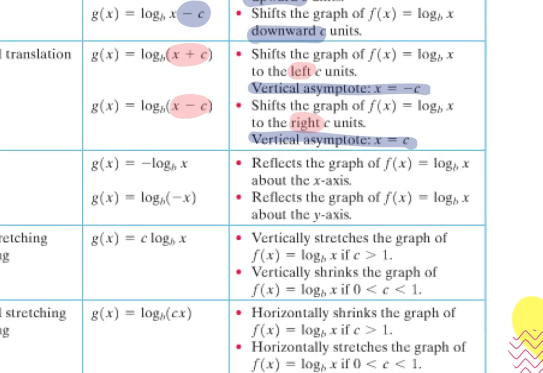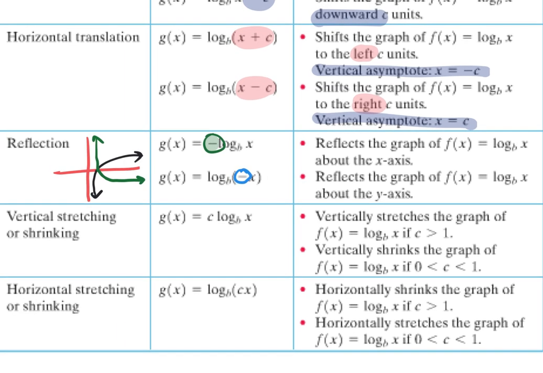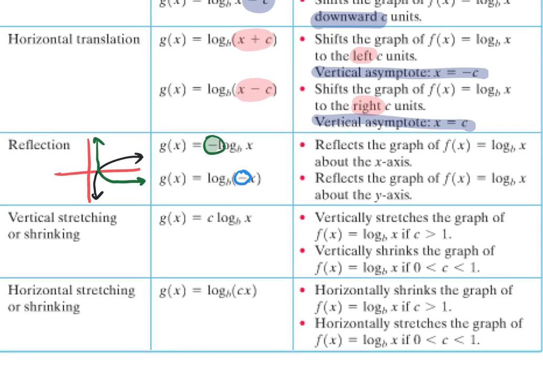Sure. If there's a negative on the front of your log, it flips it upside down. So where my typical log is going to look like this, a negative reflection is going to flip it upside down like this. If the negative is inside the parentheses on the x, it flips it over the y-axis. So instead of looking like that original black curve, it's going to be pointing to the left.